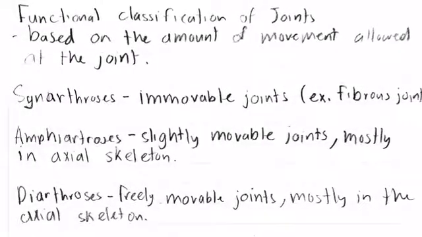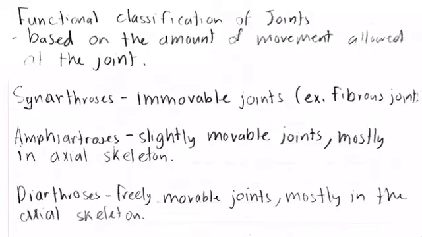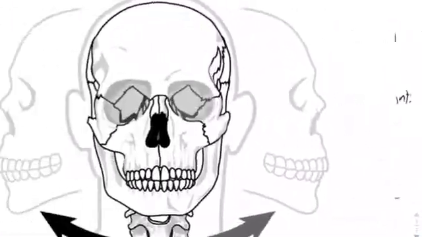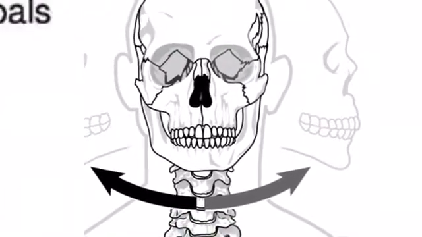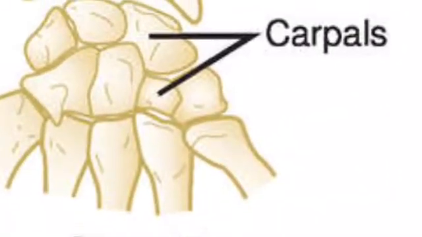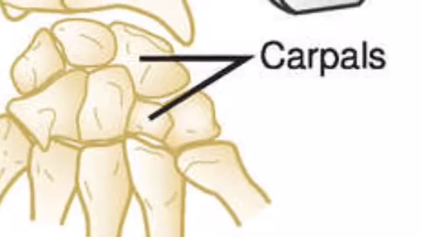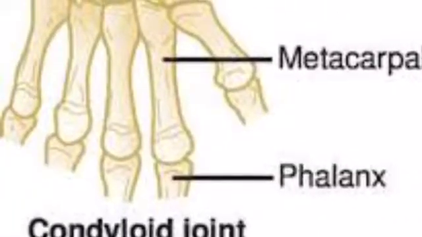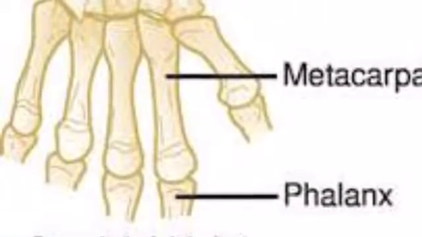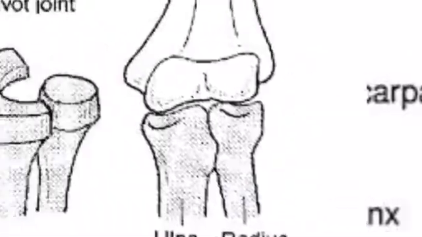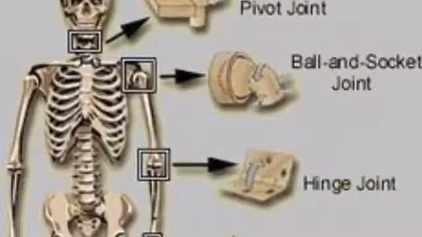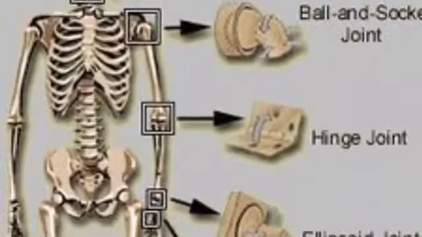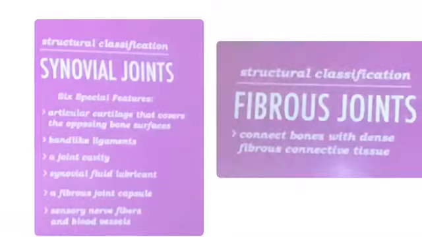Classifications. The functional classification of joints is based on the amount of movement allowed at the joint. Synarthrosis is an immovable joint. An example would be a fibrous joint. Amphiarthrosis, slightly movable joints, mostly in the axial skeleton. Diarthrosis, freely movable joints.